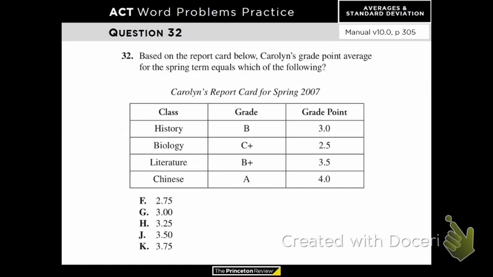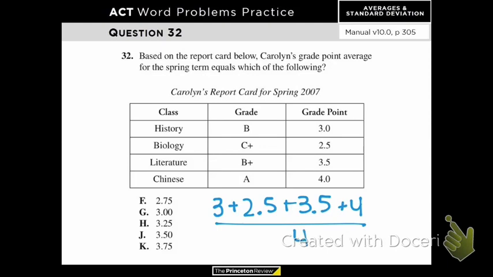32, based on the report card below, Carolyn's grade point average for the spring term equals which of the following? So it gives the grade for each class, and then it gives the point. And so you just need to find your average. The B is representing that 3.0, or the C plus the 2.5. So you don't really have to worry about the grade. You're just using the grade point and averaging those together. So we just need to add them together and divide by 4, which gives us 3.25.